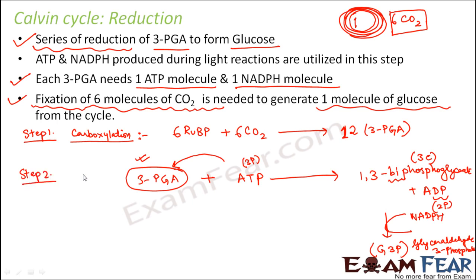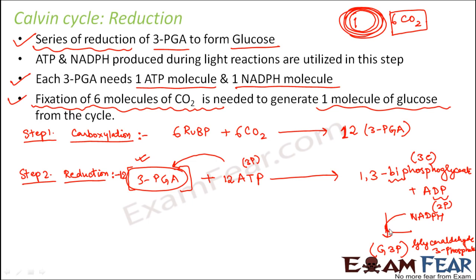Now what would be the step 2? Step 2 is reduction. So in step 2, you have 12 molecules of 3-PGA. Now each PGA will need 1 ATP molecule. So how many ATP molecules need to be utilized? 12 ATP molecules. Each 1 ATP for each PGA, right? So therefore the intermediate product which is formed is 1,3-bisphosphoglycerate.